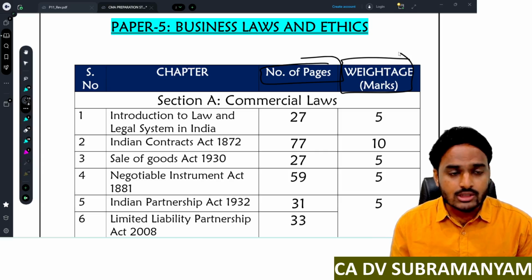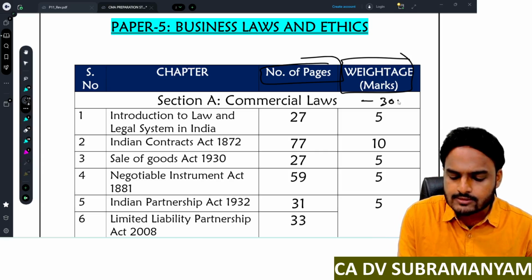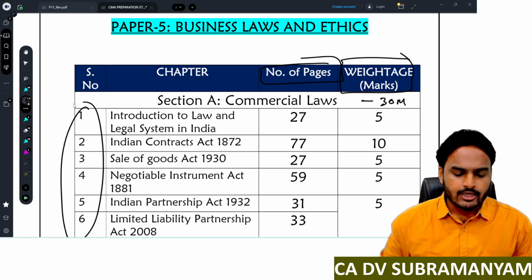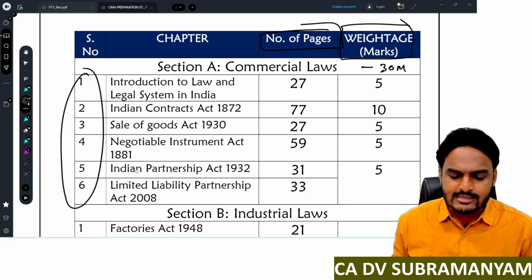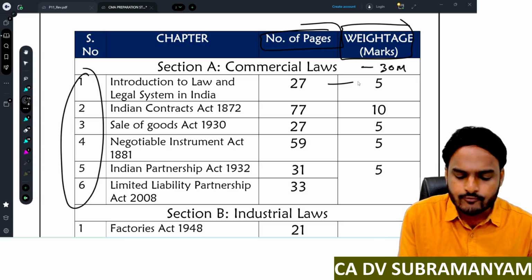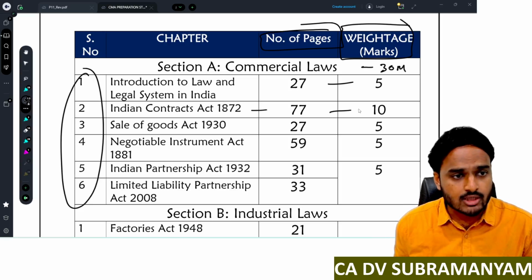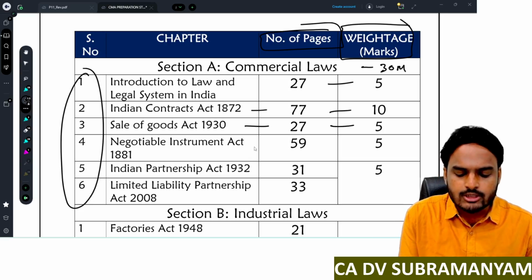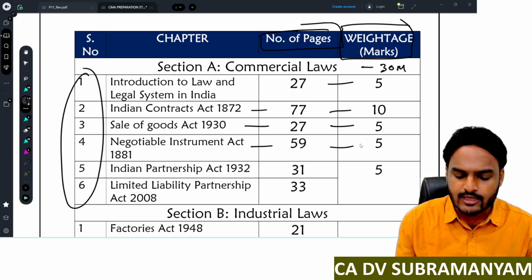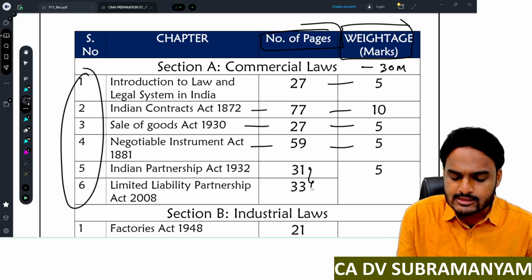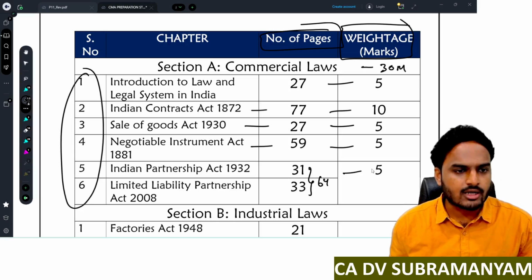Section A, commercial laws, has a weightage of 30 marks. In section A, we are having 6 topics. Introduction to law with 27 pages, weightage 5 marks. Indian Contracts Act with 77 pages, weightage 10 marks. Sale of Goods Act with 27 pages, weightage 5 marks. Negotiable Instruments Act with 59 pages, weightage 5 marks. Indian Partnership Act and LLP Act, both put together 64 pages, weightage 5 marks.